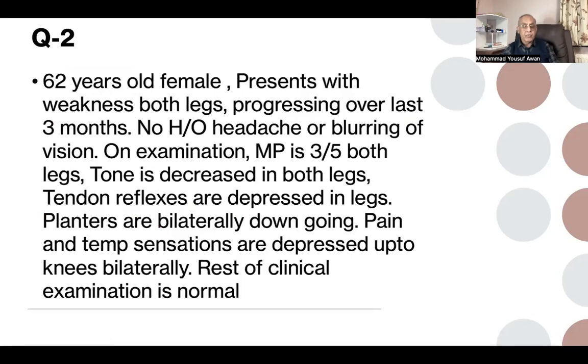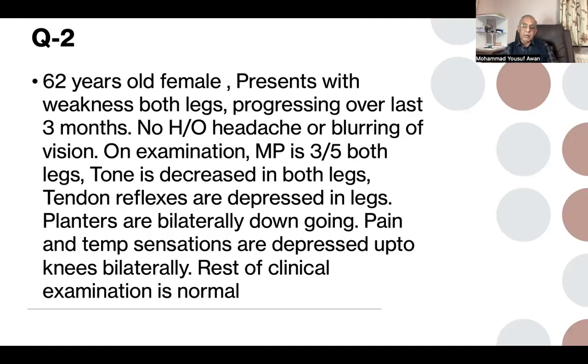So question 2: a 62-year-old female presents with weakness of both the legs, progressing over the last 3 months, no history of headache or blurring of vision. On examination, muscle power is 3 out of 5 in both the legs, that is decreased. Tone is decreased in both the legs. Tendon reflexes are depressed in the legs. Plantars are bilaterally downgoing. Pain and temperature sensations are decreased up to the knees bilaterally. The rest of the clinical examination is normal.